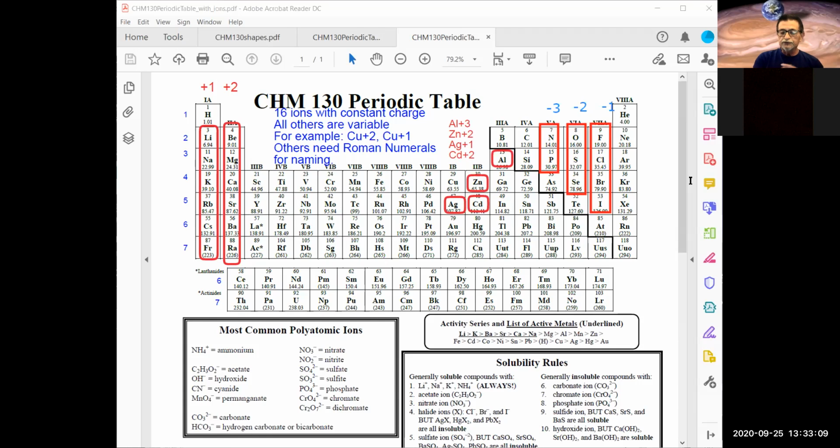Now, I circled some other ones, more on those later on. All the other ones, the B elements, their charge can vary, so we can't predict very well, with the exceptions of the ones that I circled there: aluminum, zinc, silver, and cadmium. Aluminum always has a +3 charge. Zinc always has a +2. Silver will always get a +1 charge, and Cd, or cadmium, always has a +2.